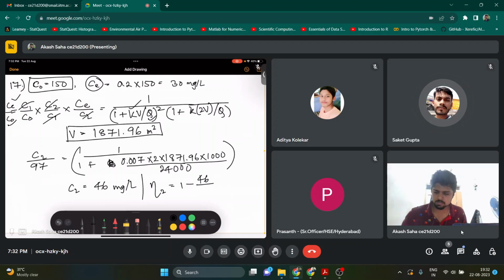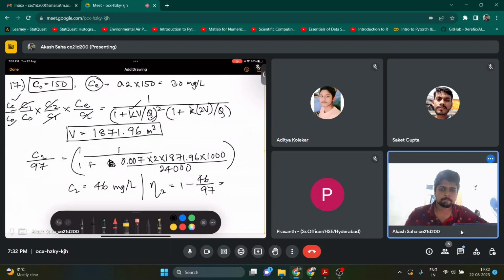It will be 97. So how much are we getting? Tell me, it is simple. 52.577%. Okay, so the efficiency for the second reactor will be 52.577%.